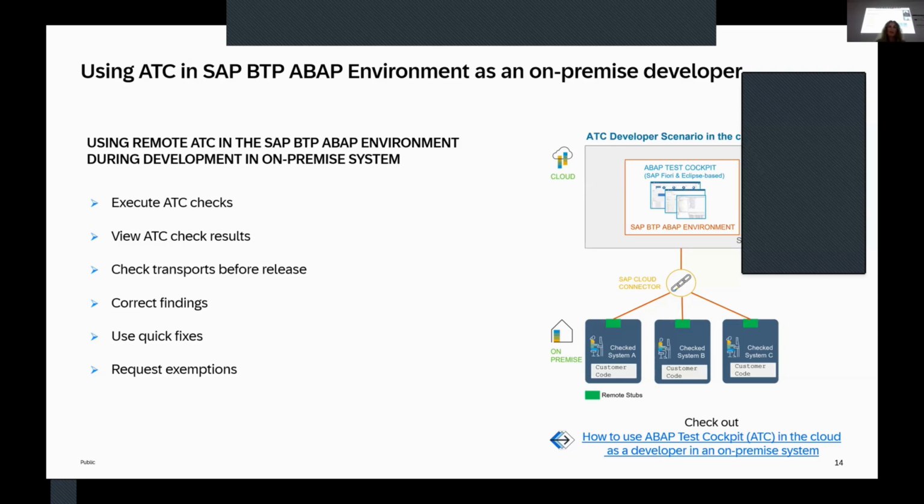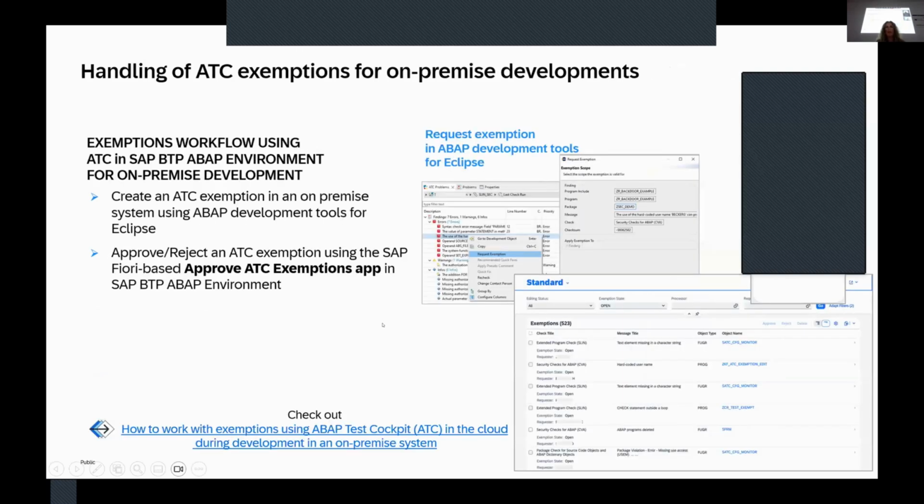You can execute these checks, you can view check results, you can check your transports before release. You can, of course, take care of the findings, use the quick fixes, and also request the exemptions from your quality expert. For the exemptions workflow for your on-premise development, we have the following process.